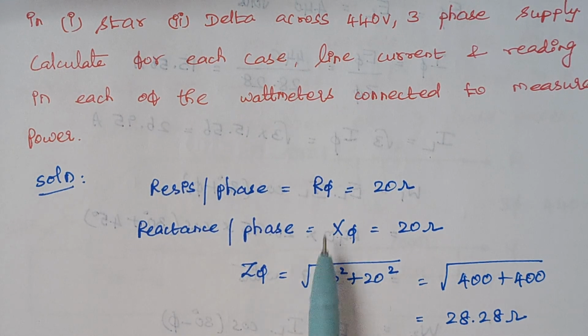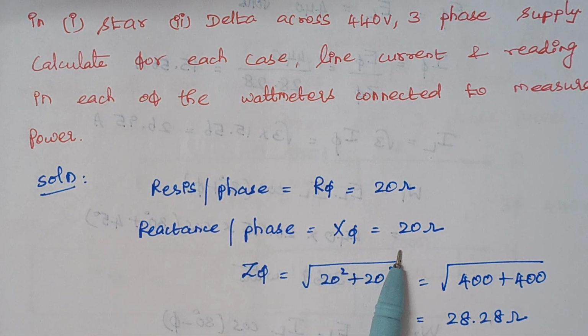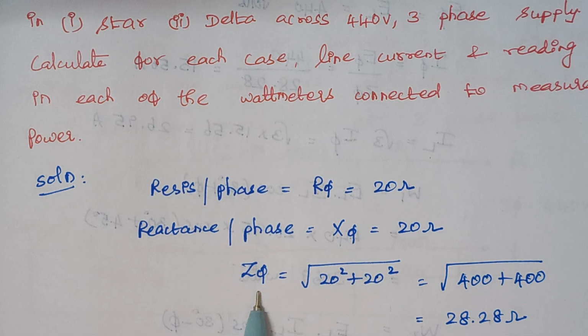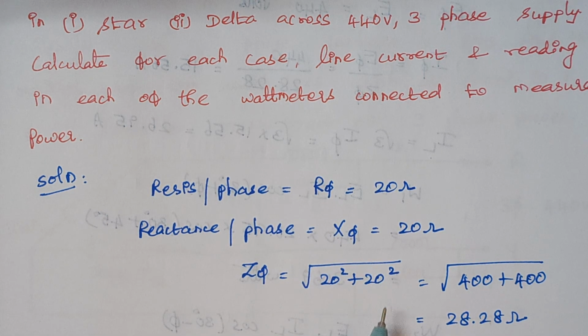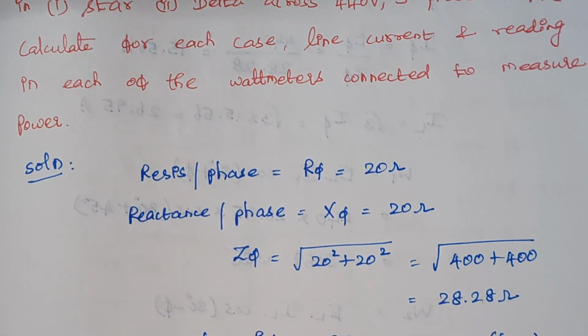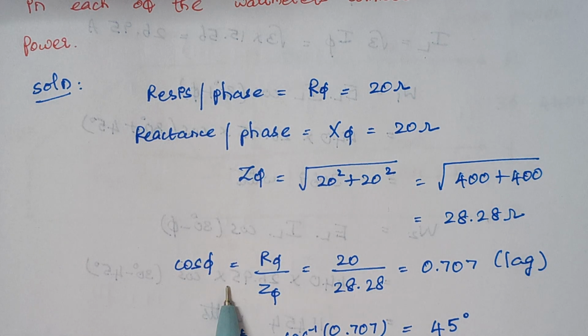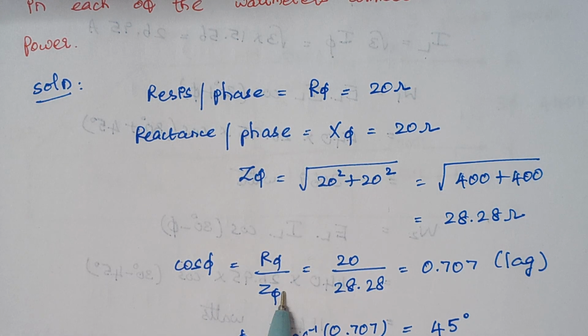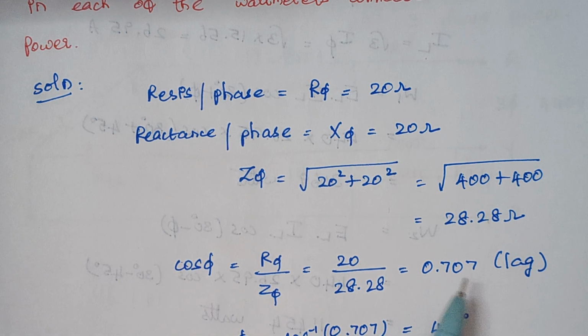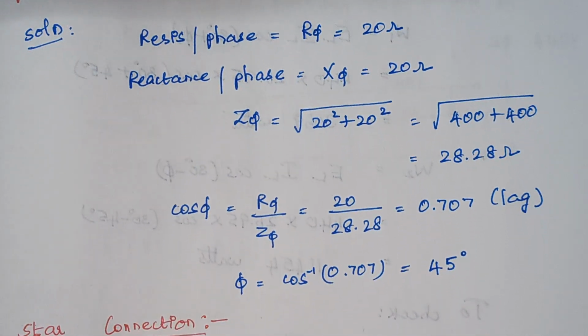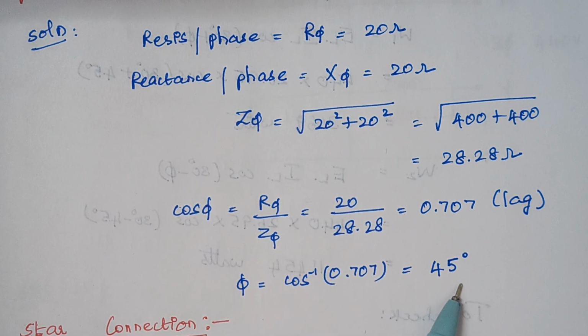Resistance per phase is 20 ohm and reactance is again 20 ohm. Therefore, the impedance per phase is the square root of 20 squared plus 20 squared, which gives 28.28. Next, cos phi is R by Z. We know R and Z, so it is 0.707, and finally phi is 45 degrees.